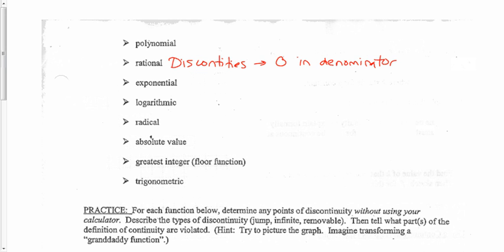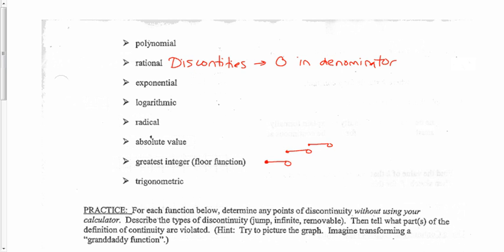Your exponentials, those don't have any discontinuities. You can draw those without picking up your pencil. Same with your logarithmic. Those are inverses of each other. Your radical, those typically don't have discontinuities. They'll have restricted domains, but they don't have a discontinuity. Absolute value by itself doesn't have a discontinuity. If you are involving a rational now with an absolute value, then yes, you can. The greatest integer function, which we don't really talk about much, is a version of the step function. So that's riddled with discontinuities at each integer.